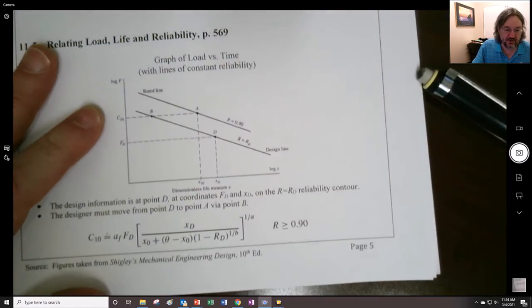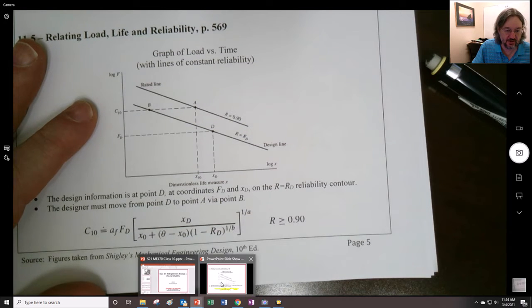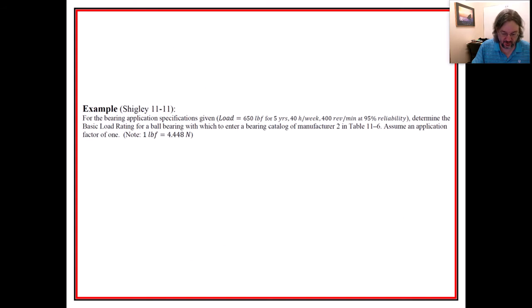Did we have anything else in the slides that I wanted to show? Let me double check that. Okay, now we're just going to do an example. So I'm going to take Shigley Problem 11-11 out of the book here. For the bearing application specifications of 650 pounds for 5 years, 40 hours per week, 400 revolutions per minute at 95% reliability, determine the basic load rating for a ball bearing with which to enter a bearing catalog for manufacturer 2 and table 11.6, right?